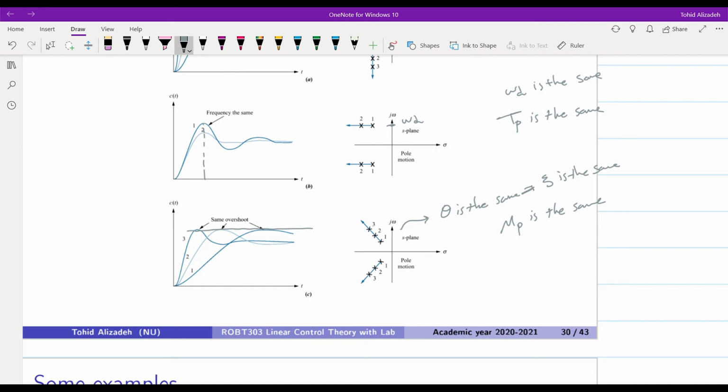You can also compare the systems in terms of determining which one has a bigger TP or bigger overshoot. For example, in the third case, we see that all the three systems have the same MP, okay? But they have different values in terms of TP.